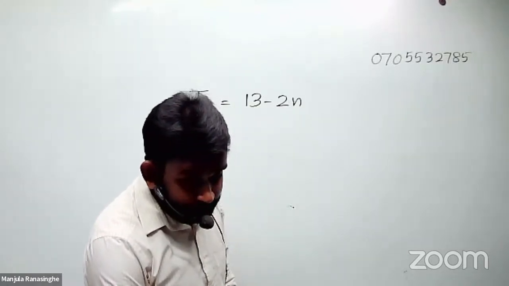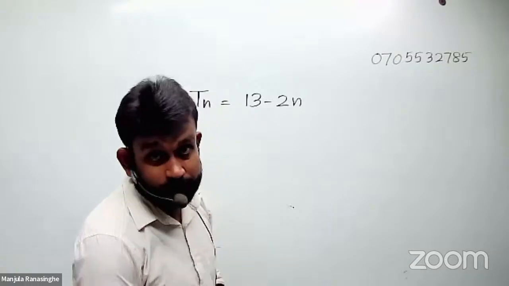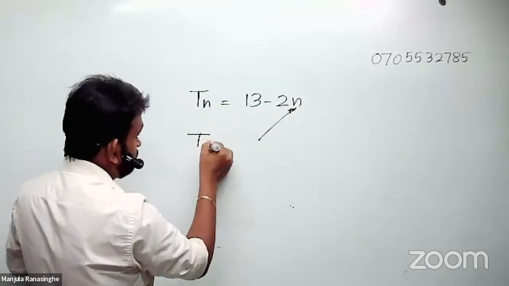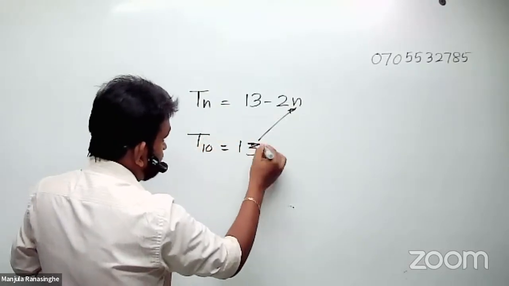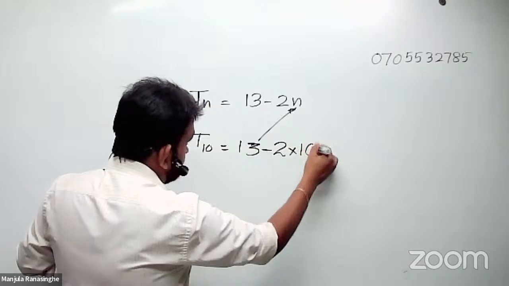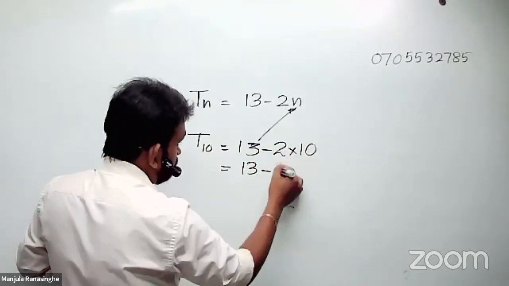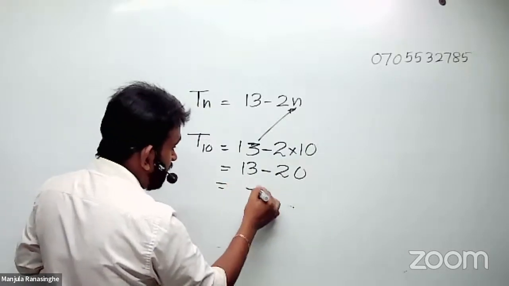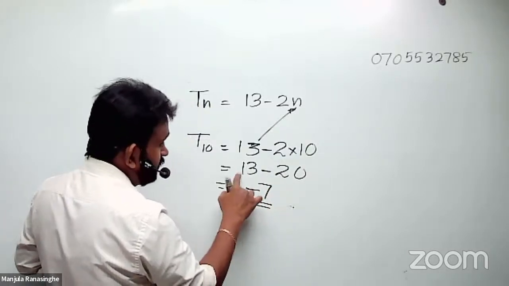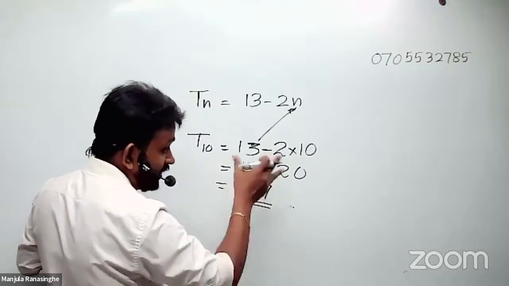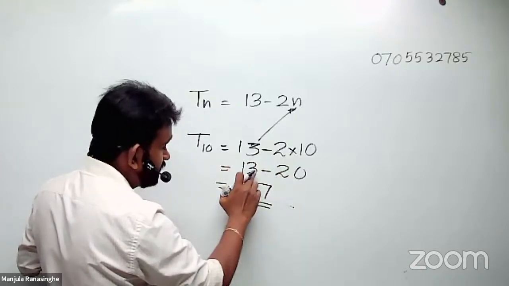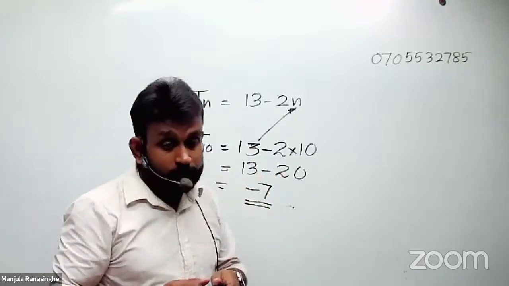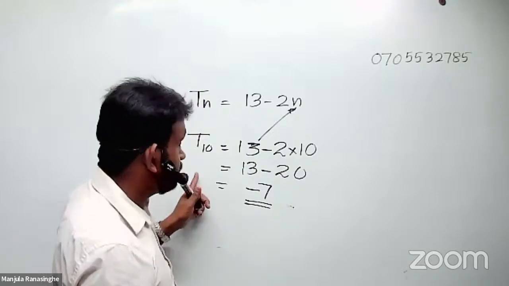So what they are asking here is to find the 10th term of the progression. So instead of n, we substitute 10. So n is 10, right? So 13 minus 2 into 10, which is 20. Then 13 subtract 20 gives you minus 7. Because positive 13, negative 20, the signs are different. Then you subtract 13 from 20, which is 7. You give the bigger value's sign, that is minus 7. Right? That's the general term T10.